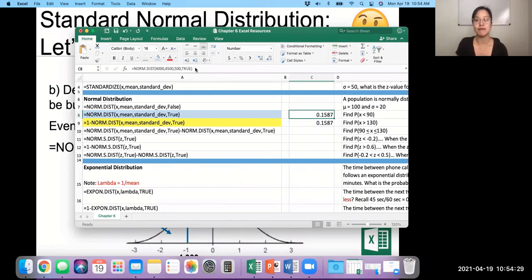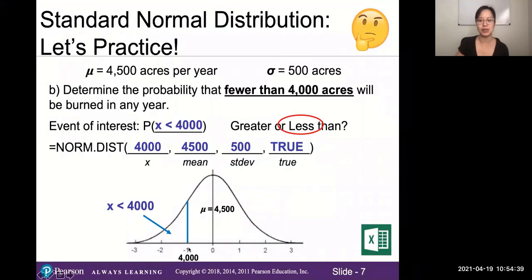So we got 0.1587, which might feel weird because that was the answer to the last problem as well. Let's take a look visually. Why is the probability that fewer than 4,000 acres will get burned the same as burning more than 5,000 acres? It's bell-shaped, it's symmetrical. We are the same distance away on either side. We went down by 500 acres or 1 standard deviation in part B, and in part A we went up by 1 standard deviation or 500 acres to the right.